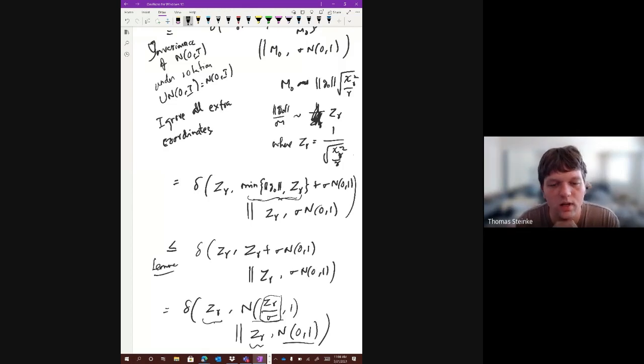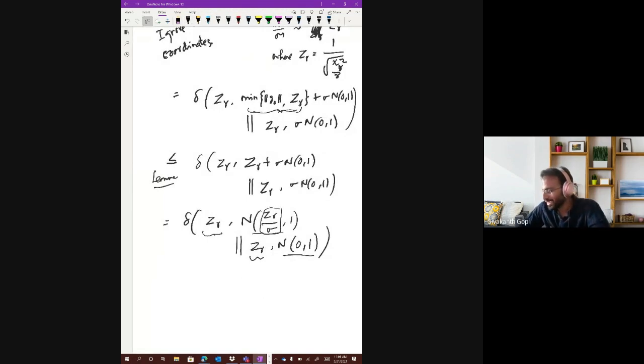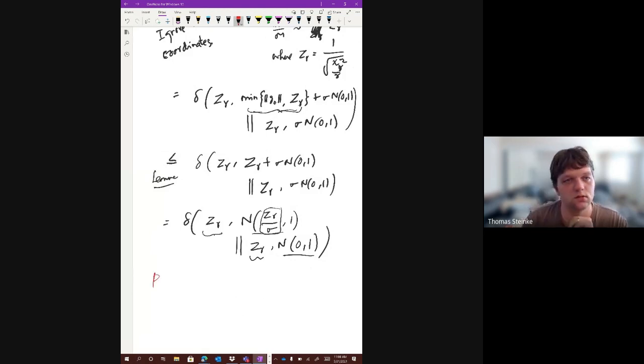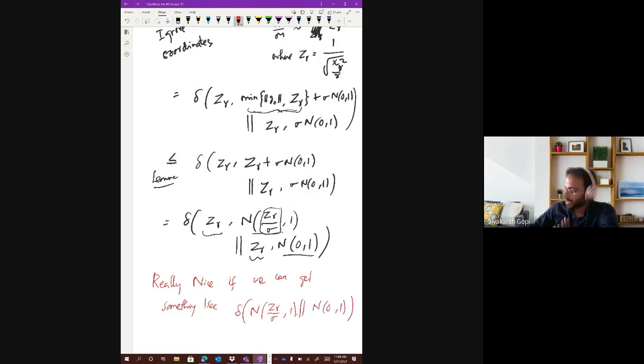So how tight do you think this analysis is? Yeah, that's a great question. I think it would be really nice, so let me just write here, if we can get something like delta without this ZR. If I don't tell the adversary ZR, and instead just ask him or her to distinguish between just these two. This would be much better than this, because here the adversary has more information to distinguish, but I don't know how to prove this.